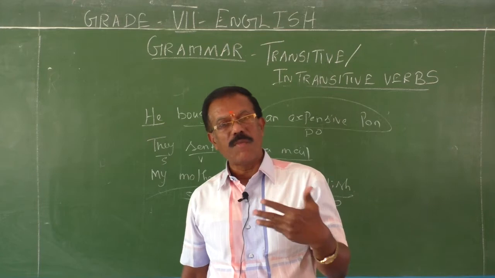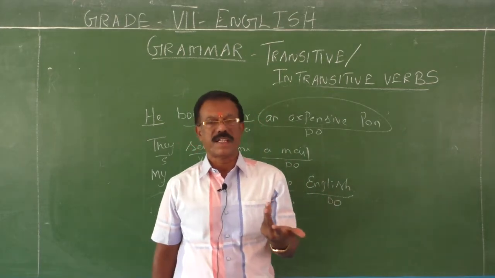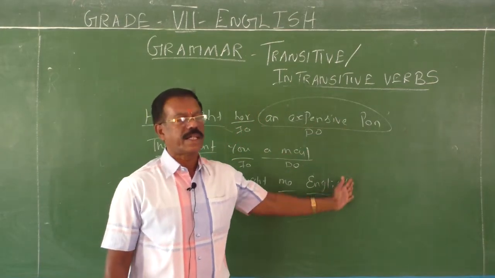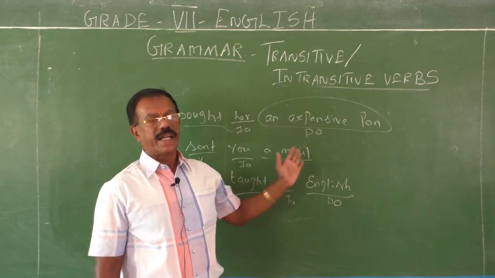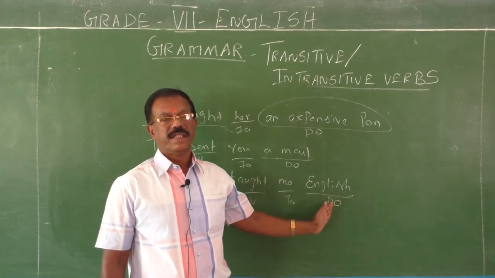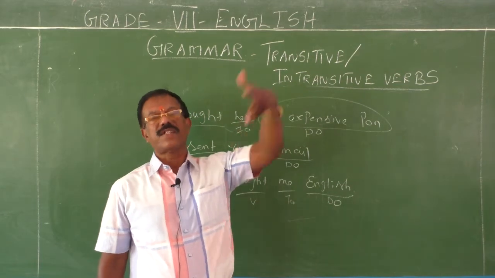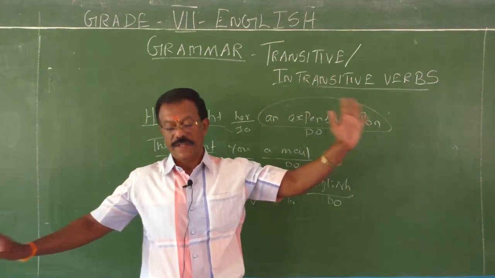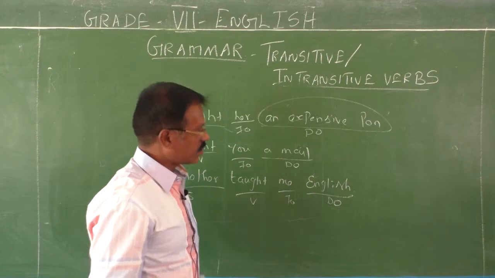Sometimes a verb may have more than one object, that is two objects in the sentence. If it is so, one is direct object, another one is indirect object. Direct object is the receiver of the action. Indirect object is the one for whom the action is done. Okay, now clear, children? Very good. Next, what's complement?